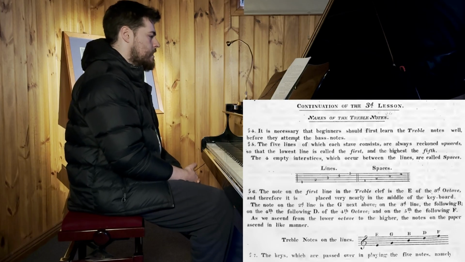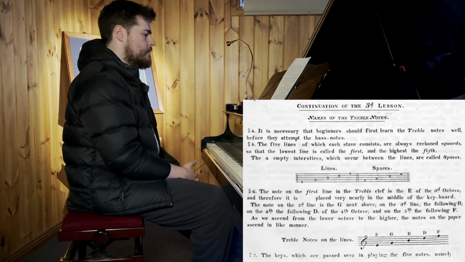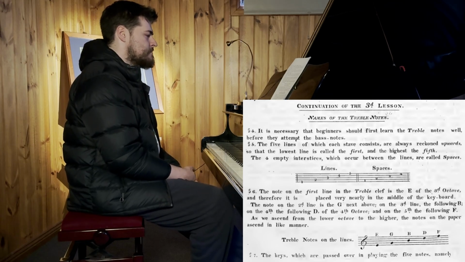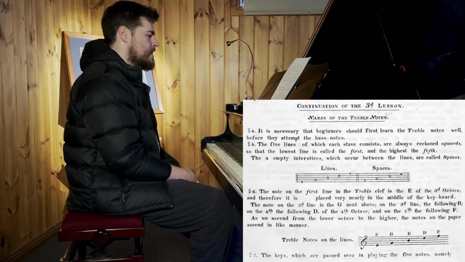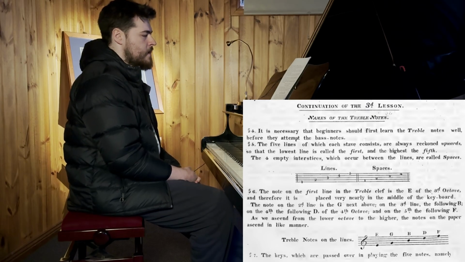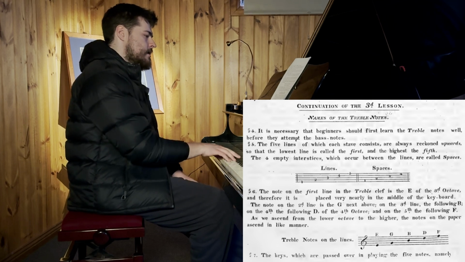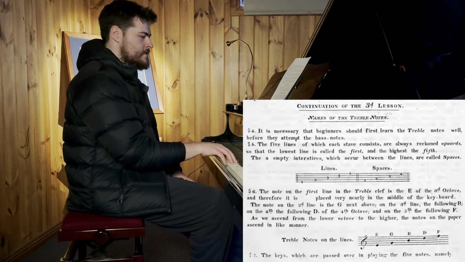The note on the first line in the treble clef is E of the 3rd octave, and therefore it is placed very nearly in the middle of the keyboard. The note on the second line is G, next above on the 3rd line the following B, on the 4th the following D of the 4th octave, and on the 5th the following F. As we ascend from the lower octave to the higher, the notes on the paper ascend in like manner. Treble notes on the lines: E, G, B, D, F.